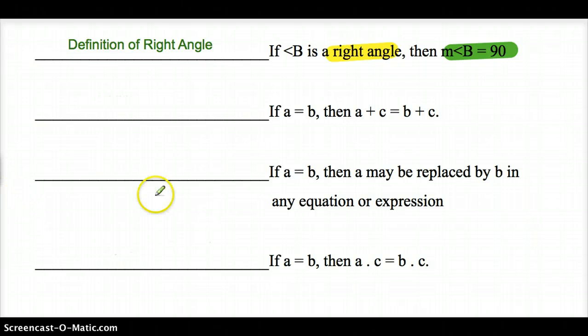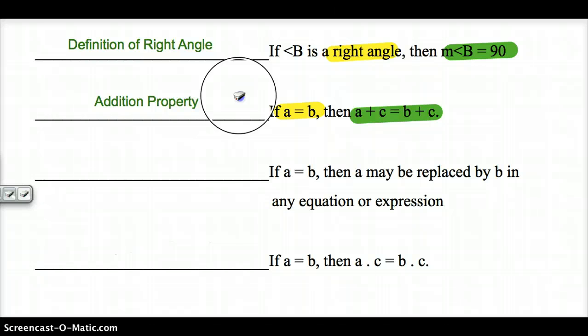Are you getting the pattern of this? Look at the if. What happens from the if to the then? What's changed from the yellow to the green? Do you see that they're adding C? That's the addition property.